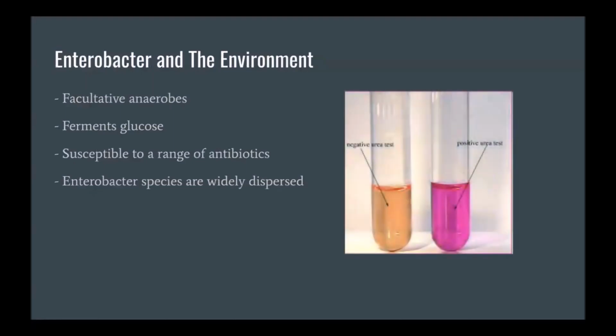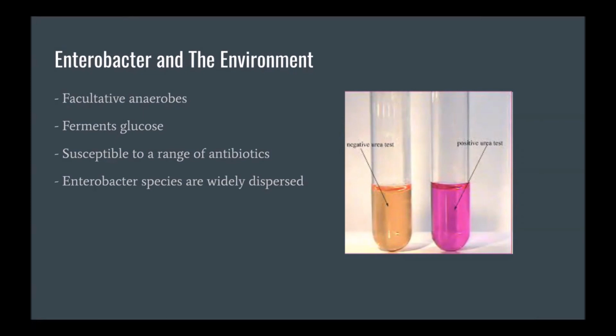Enterobacter thrive in both aerobic and anaerobic environments, which means that they are classified as facultative anaerobes. In the United States, from 1976 to 1989, it was found that Enterobacter was the third most common pathogen in the respiratory tract, the fourth most common pathogen in surgical wounds, and the fifth most common pathogen in the urinary tract and the bloodstream.